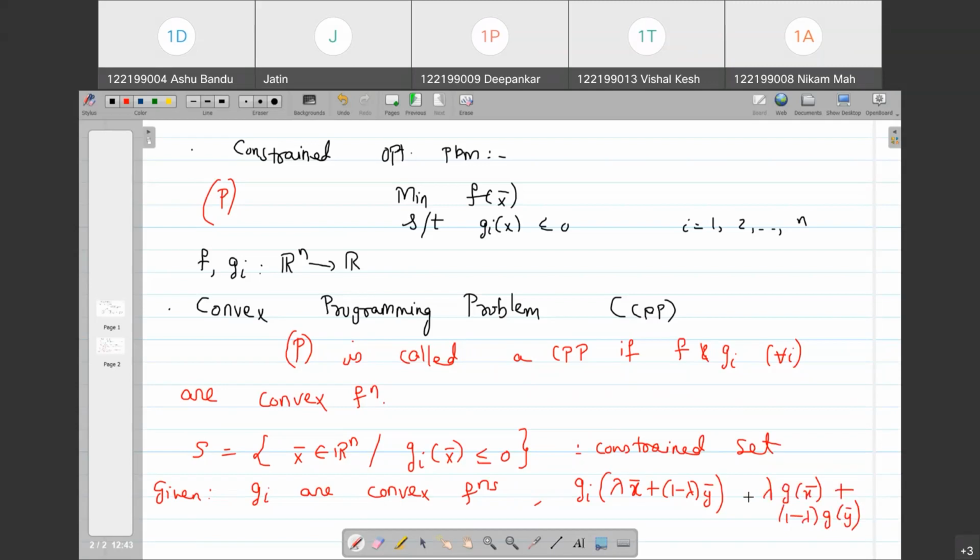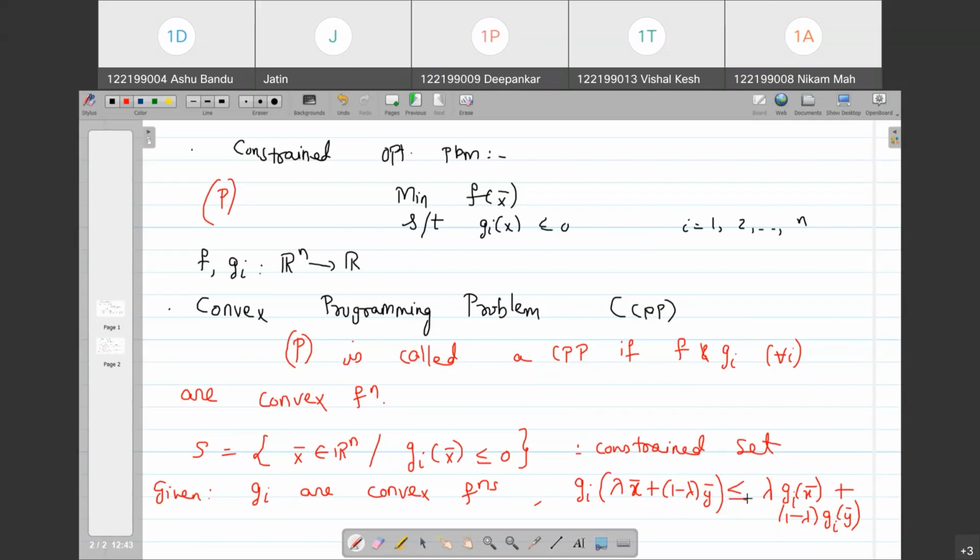What is the sign? Less equal or greater equal for convex functions? You have seen this in your earlier lectures. When you call a function to be a convex function, f of lambda x plus 1 minus lambda y is something less equal or greater equal lambda f of x plus 1 minus lambda f of y. Less equal, yes, it has to be less equal. So all my gi's are satisfying this condition.